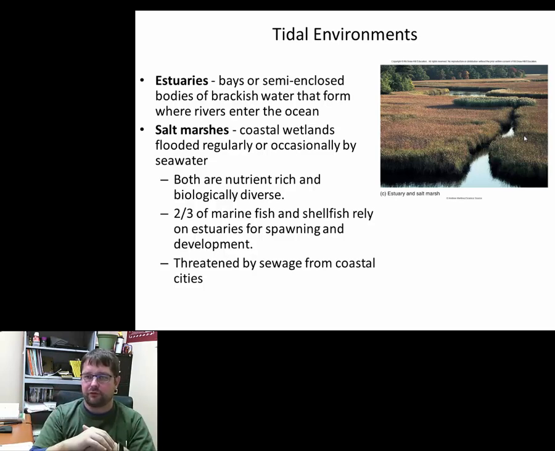And there's lots of threats to these systems. Sewage is a big one, because a lot of cities and towns dump sewage, treated mainly, and it depends on the country, but especially in the United States, it's treated into the river, and then the river flows into the ocean. But a lot of that sewage, a lot of that sediment, is going to be dumped right there in the estuary. And you can have huge nutrient loads that can cause massive problems.